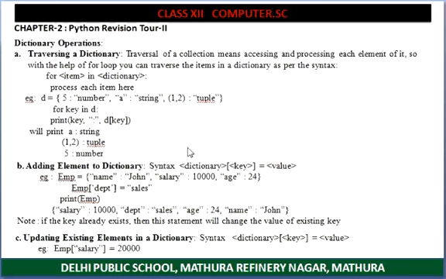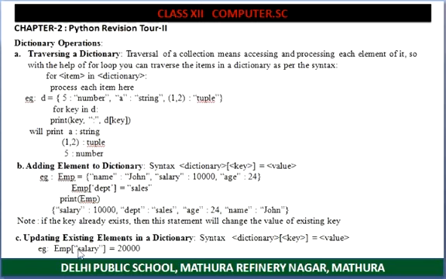Then adding an element to a dictionary, it is very easy. Just write dictionary[key] = value. With the help of this syntax, you can add an element to a dictionary. Here EMP is a dictionary with 3 pairs: name John, salary 10,000, age 24. And if you write EMP[department] = sales, then this pair is added to the dictionary. So the output is salary 10,000, department sales is here, age 24, name John. If the key already exists, then this statement will change the value of the existing key.